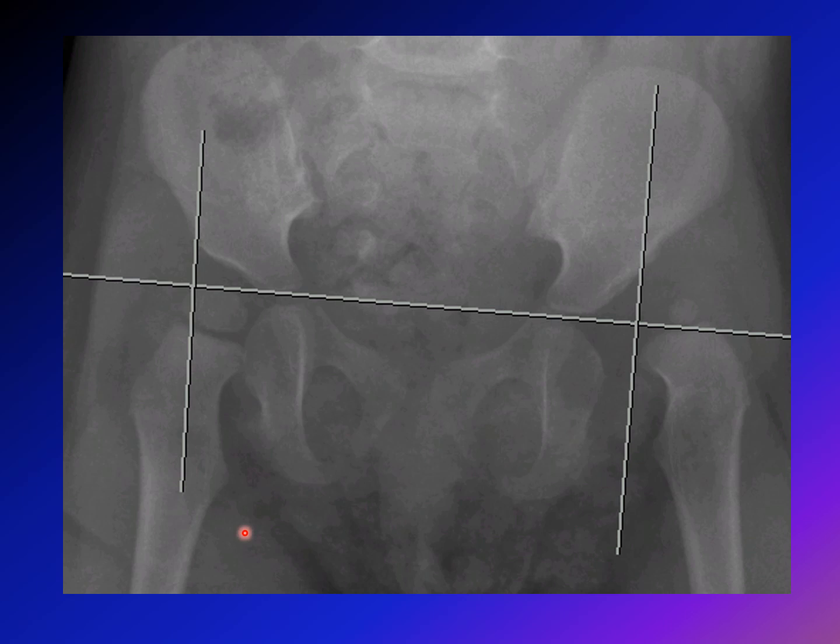In this case now, after 6 months, ultrasound is not as accurate because the ossific nucleus will not transfer the waves of the ultrasound, so the X-ray is much better. And you can see here, this is the patient. You see the ossific center here on the left side is outside the acetabulum.